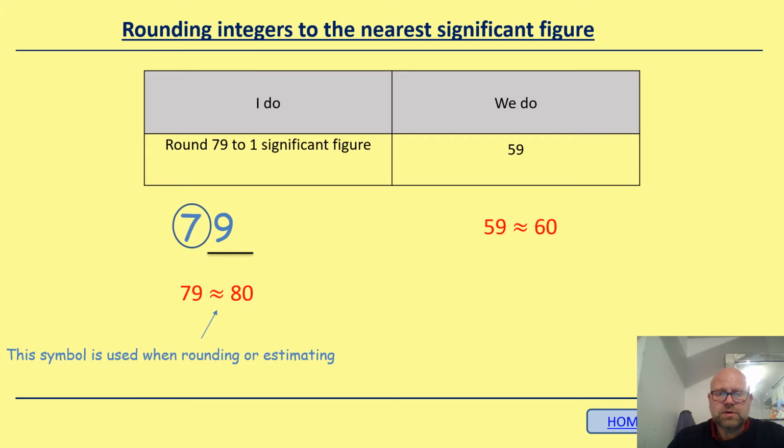Okay, so you're going to do the we do. So 59 should round up to 60, to the nearest one significant figure.